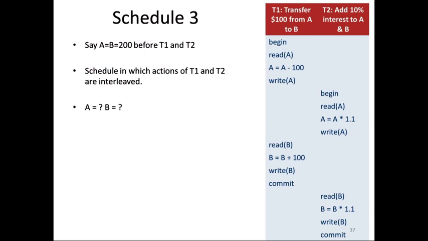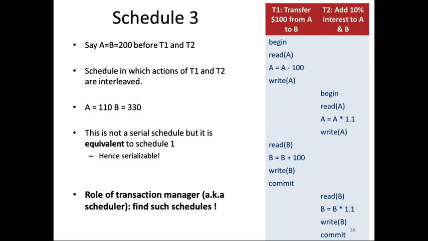110 and 330 indeed. This will be the state of the database after this schedule. So what we can see here obviously is that we have a schedule that is not serial, a non-serial schedule, but one that leads to the same result as schedule 1, which was serial. So we have a schedule here that is equivalent to schedule 1, leads to the same result. This is what equivalence means for us.